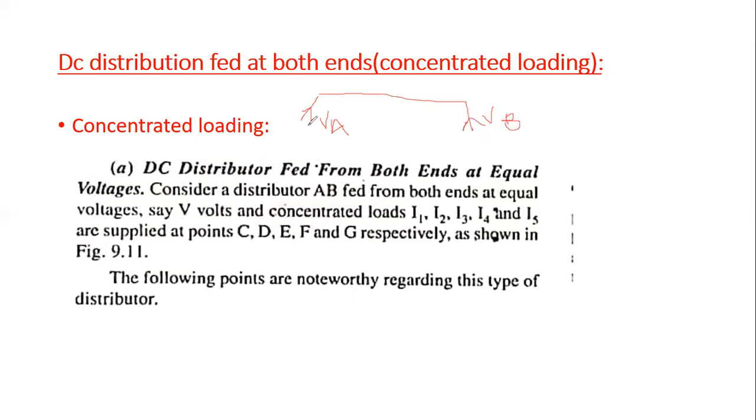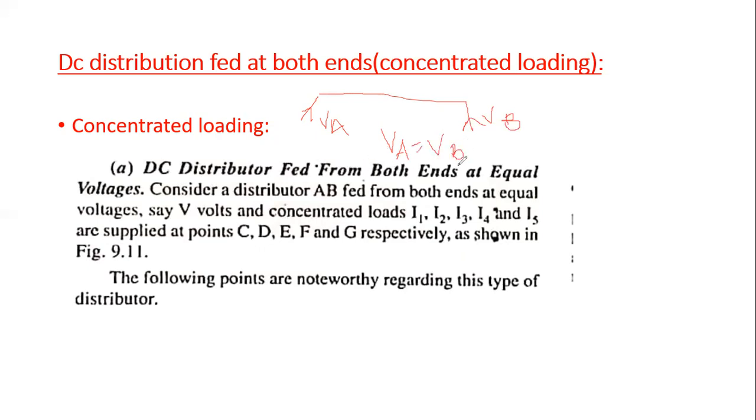In that we have two input voltages. These voltages are sometimes equal and sometimes unequal. So it is divided into two considerations. First, the DC distributor fed from both ends at equal voltages, that means VA is equal to VB. Equal voltages means both ends' feeding voltages are the same.